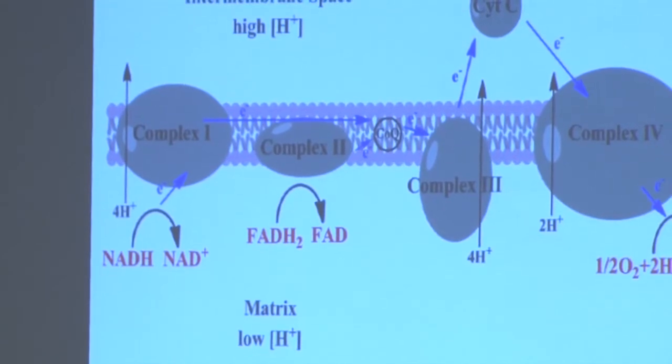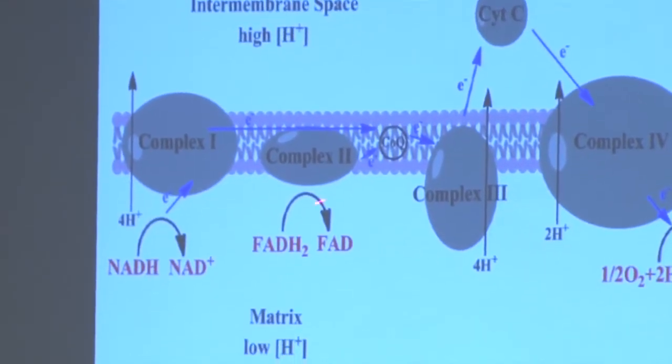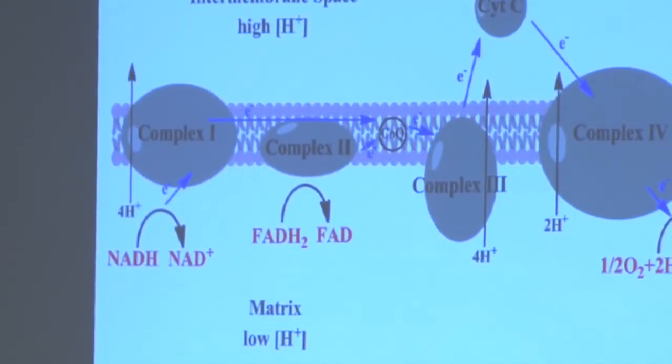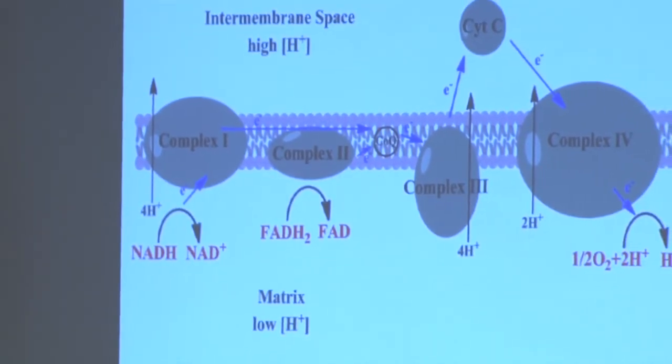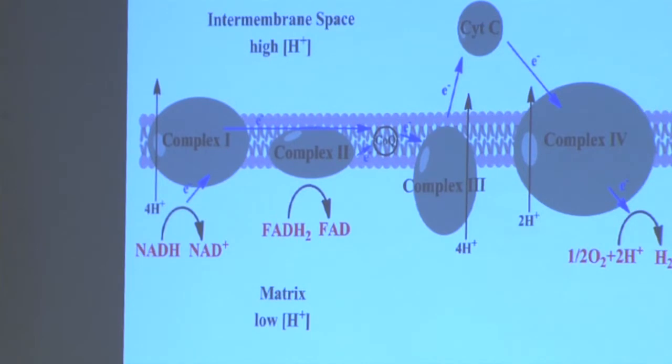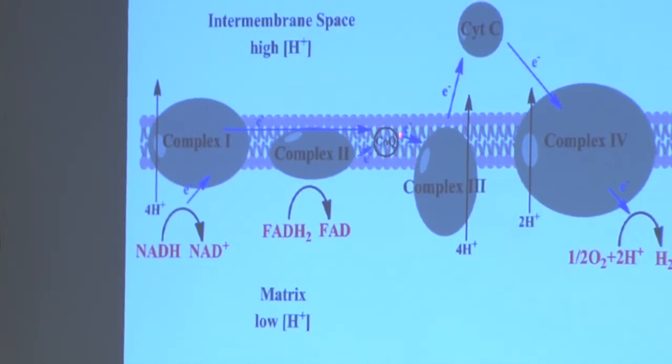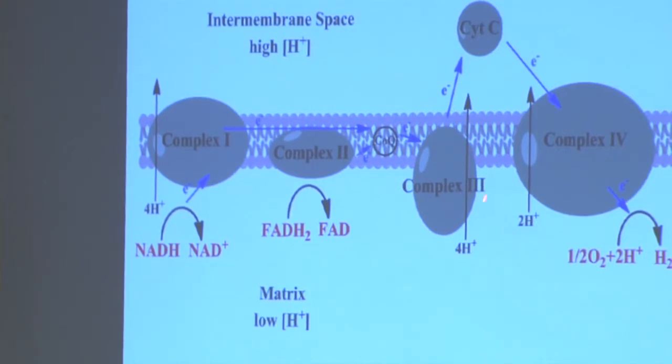They give their electrons to complex 1 for NADH, to complex 2 for FADH2. Then both complexes will give the electrons over to coenzyme Q. It's in the membrane, and it's totally soluble in the membrane. It can diffuse through the membrane, and it'll diffuse over to complex number 3 and transfer the electrons there.